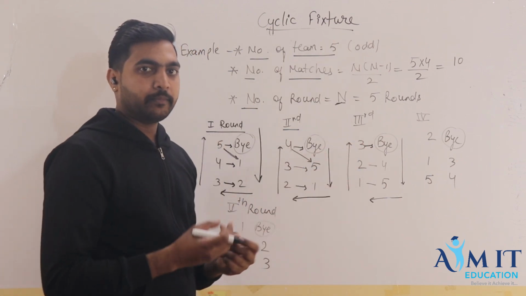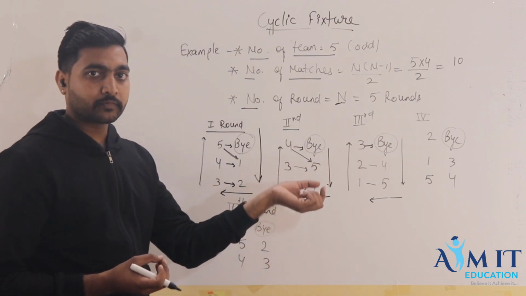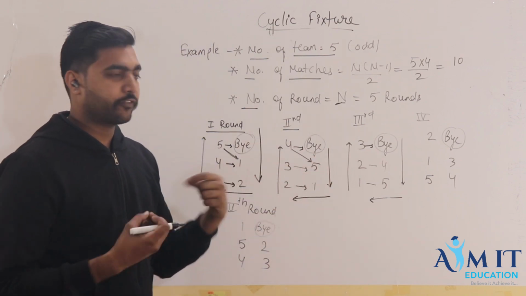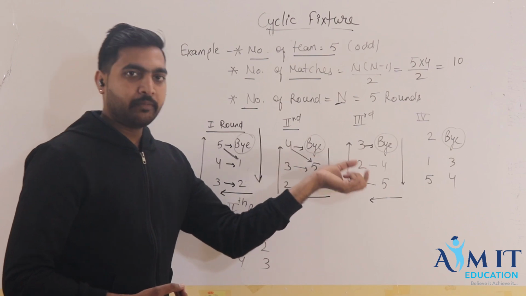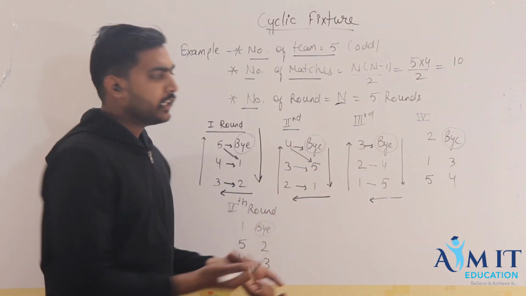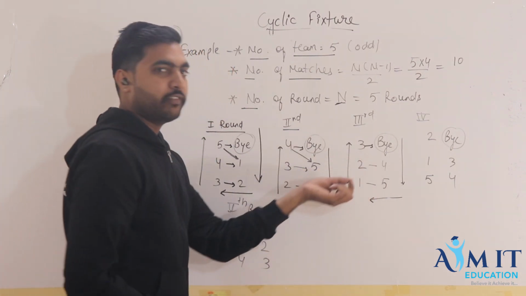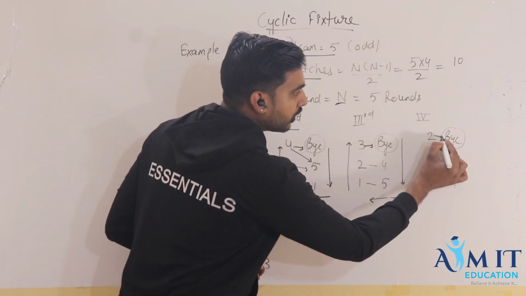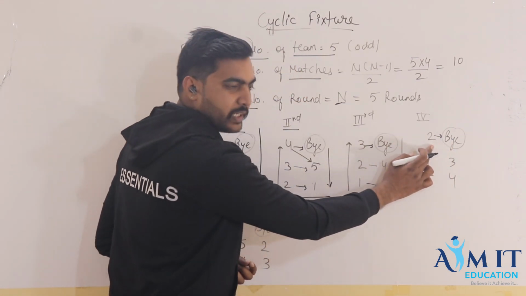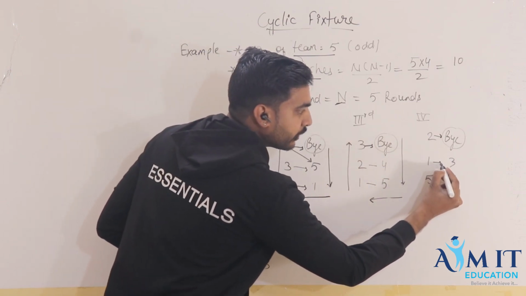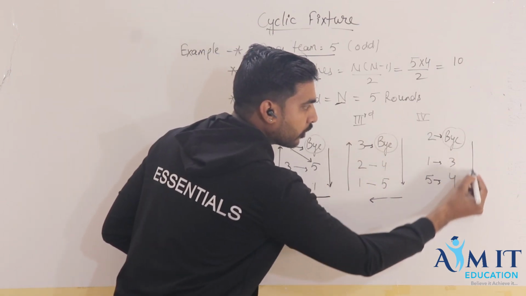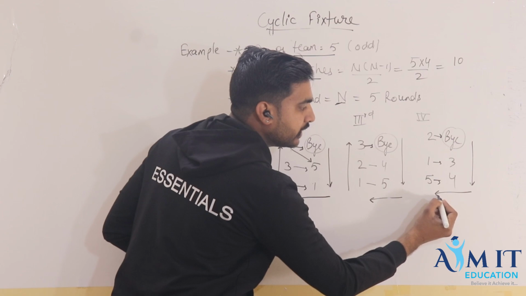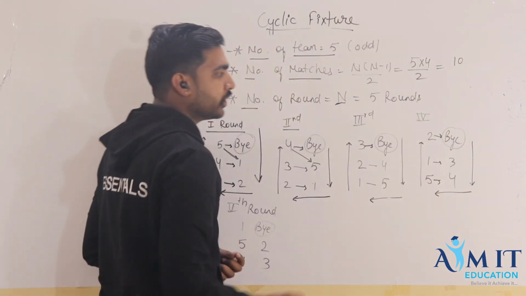Many times, CBSE will ask the question in different ways, just like that: in which round will team 3 get the bye? So the answer is 3. Team 3 will get the bye in round number 3. Similarly, in round number 4, team 2 will get the bye. Matches are 1 versus 3, 5 versus 4. Then with the help of the arrows, we show the rotation.